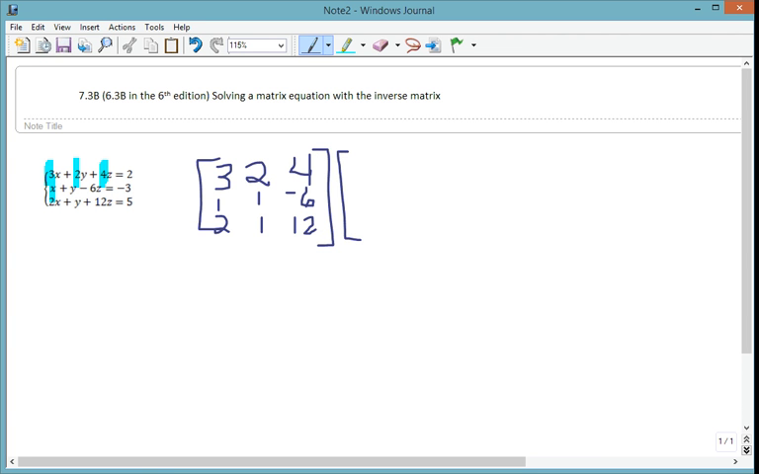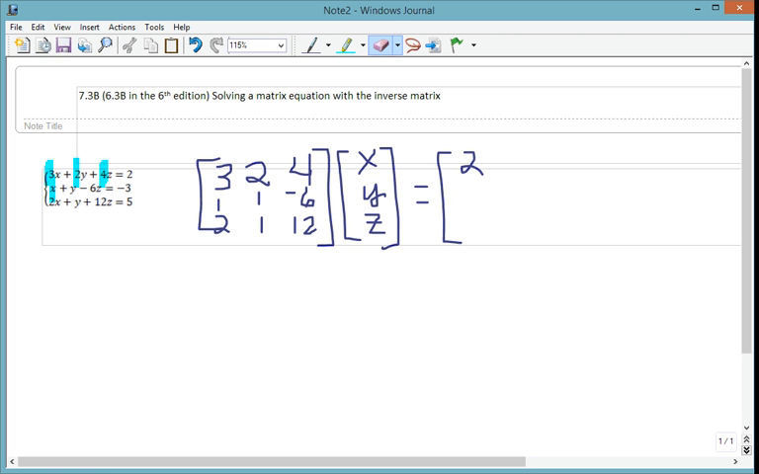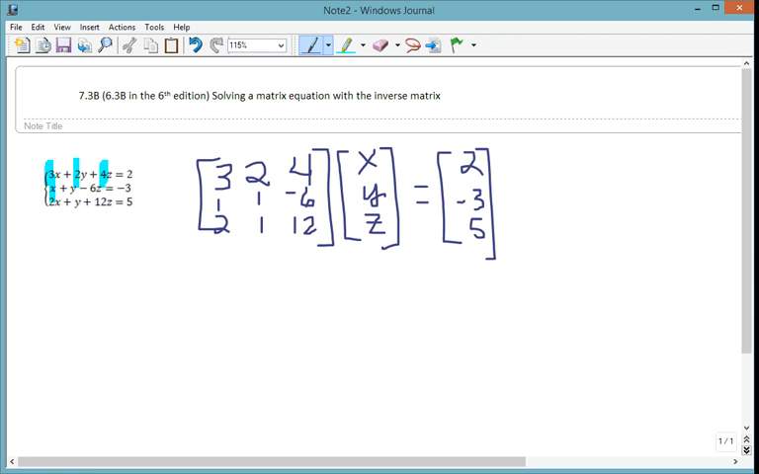We multiply that by the variable matrix, so that's just x, y, z. And that equals the answer matrix, which is 2, negative 3, and 5. Okay.